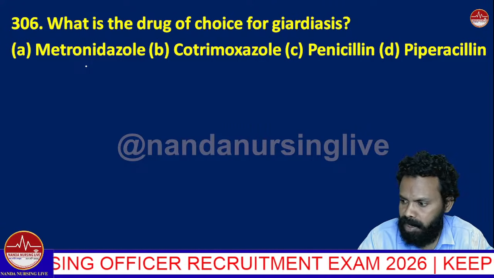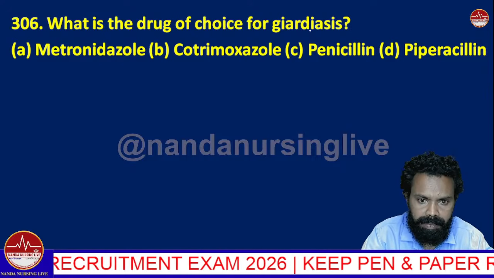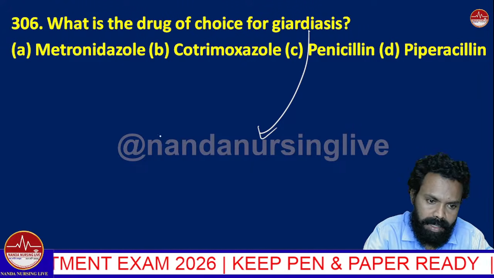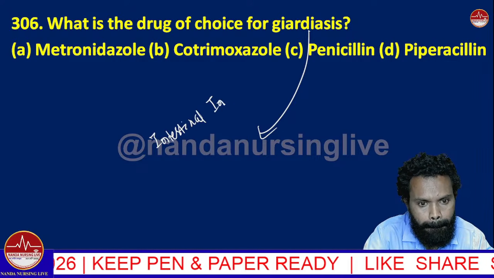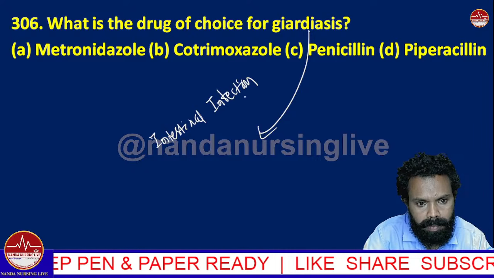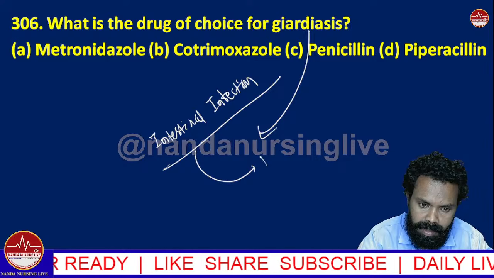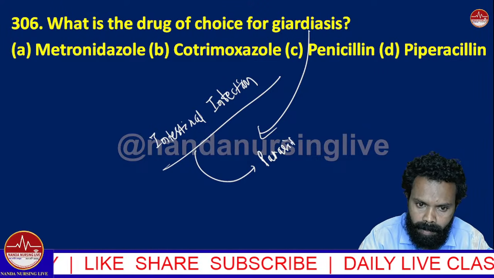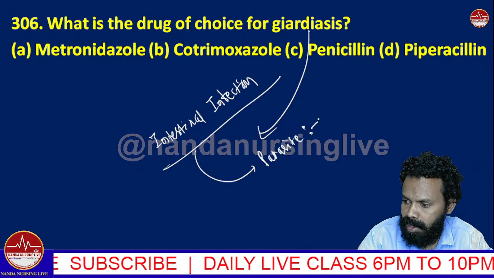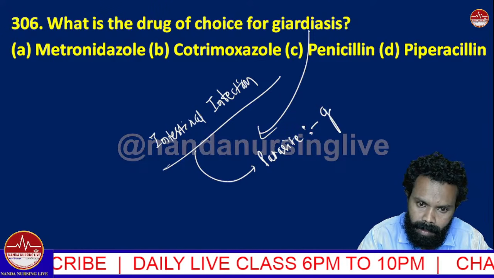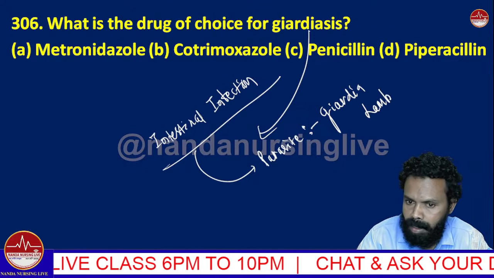So giardiasis, beta, this is an intestinal infection caused by the parasite Giardia lamblia. This is an intestinal infection. Which parasite, beta? Giardia lamblia.